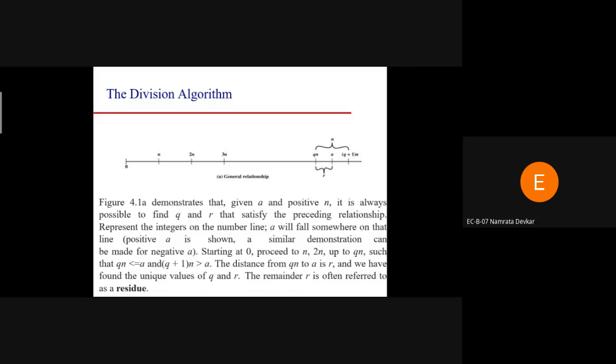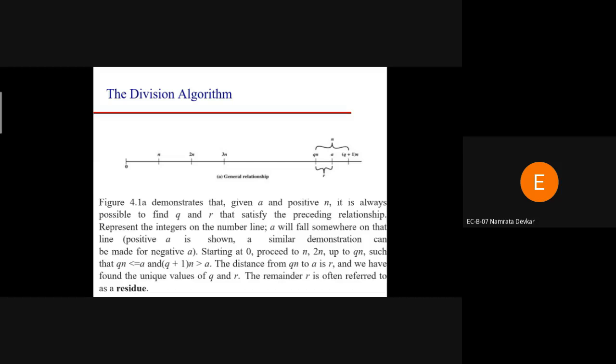So if we take the number 70, consider the value of a is 70. Now everyone keep the statement of division algorithm in mind, that is a equals qn plus r. So we take the value of a is 70 and the value of n is 15. Keep in mind a is 70 and n is 15.